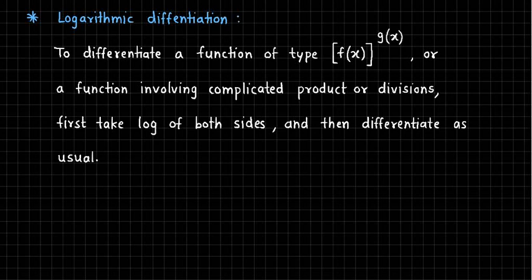Now here we study what is called logarithmic differentiation. That is, to differentiate a function of the type f of x whole raised to g of x, where f and g are some functions of x, or to differentiate a function which involves a complicated product or divisions. Rather than directly trying to evaluate the derivative, we first take the log of both sides and then differentiate as usual. The only important step here is to take the log first and then differentiate.